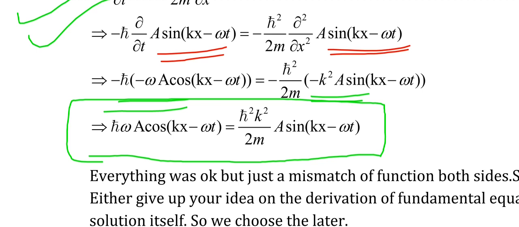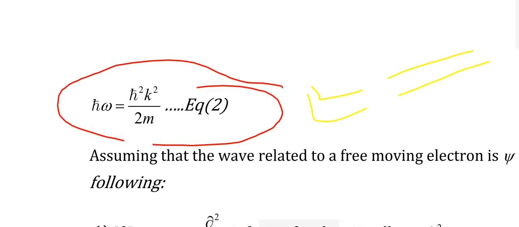Wait, even if you solve the cos problem by taking double differentiation with respect to time, you would get an omega square here. So why would you want an omega square here? Because our aim was to derive this equation. So I don't want an omega square on the left hand side, I need an omega on the left hand side. That's why I used d by dt, and I need a k square on the right hand side. That's why I use d square by dx square.